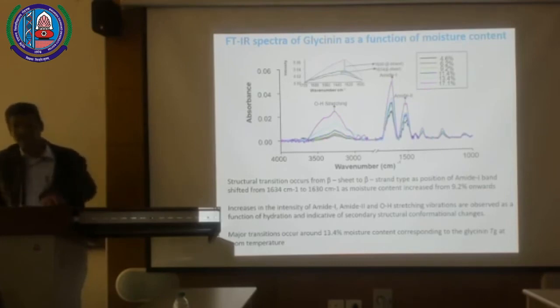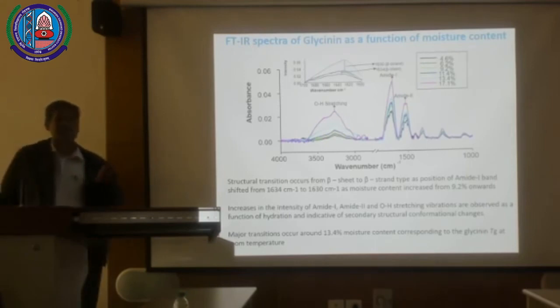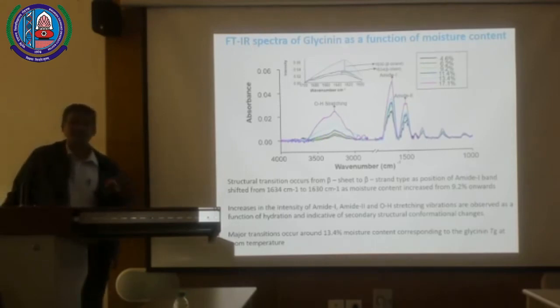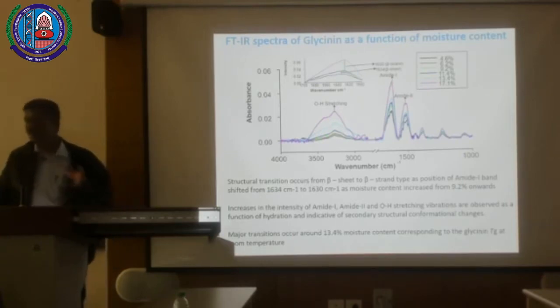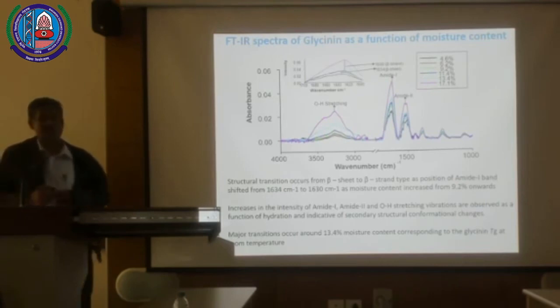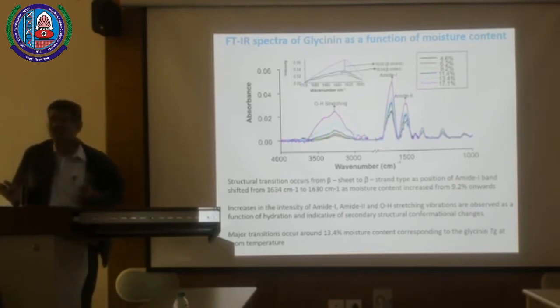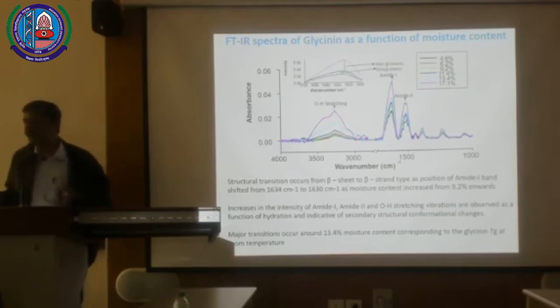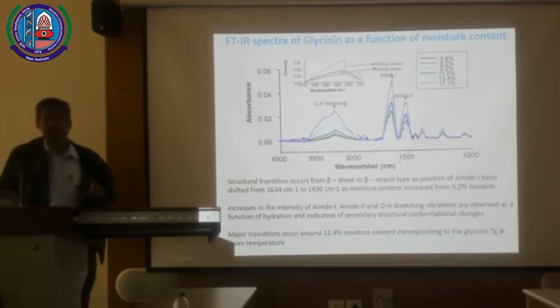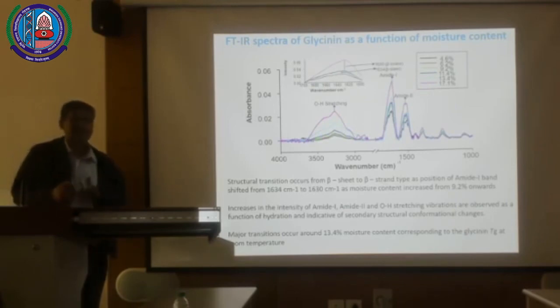To summarize the detail of what is happening here, the intensity of the major bands is changing with increase in moisture, in the amide region, which means a conformational change is occurring. There is a glass to rubber transition taking place at 13% moisture, where molecular collapse is much higher. This transition really occurs at 13% moisture content. That's the last year of the transition.